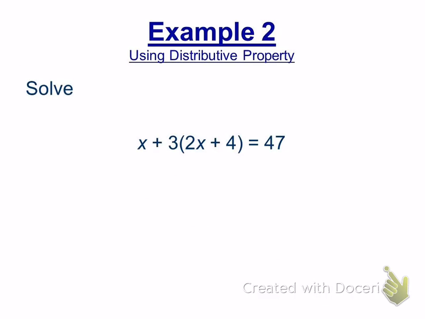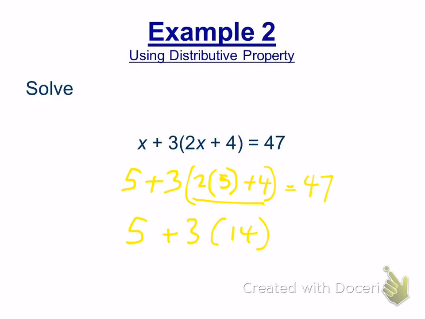Now, if we check it, we would get 5 plus 3 times 2 times 5 plus 4 equals 47. Then we just have to simplify on this side. 2 times 5 is 10 plus 4 is 14. 5 plus 3 times 14, that's 42. 5 plus 42 equals 47. So we're in good shape.